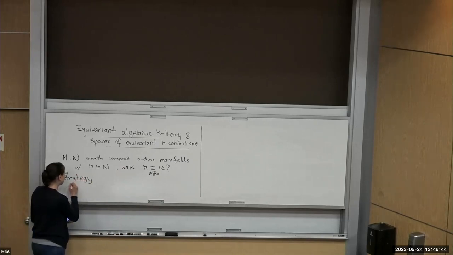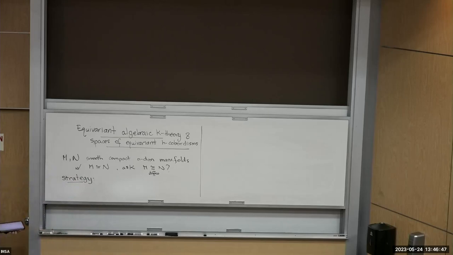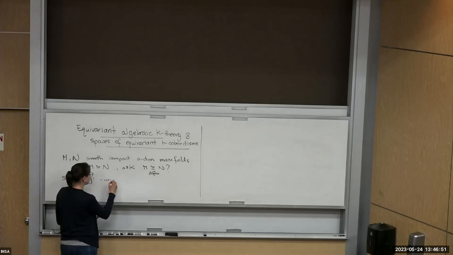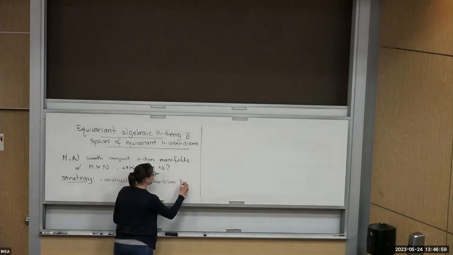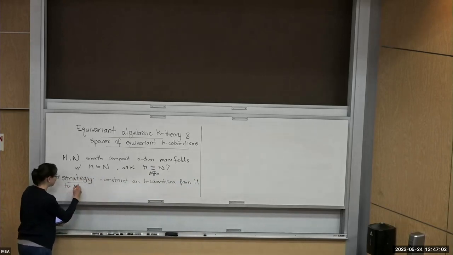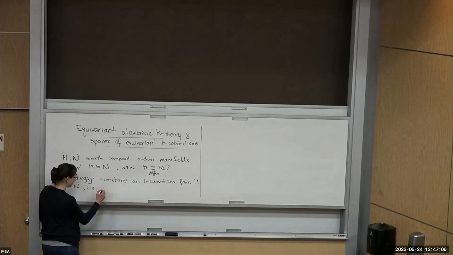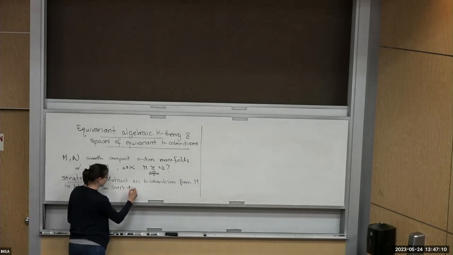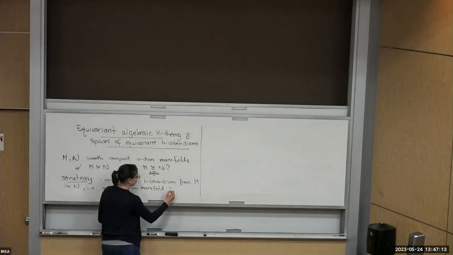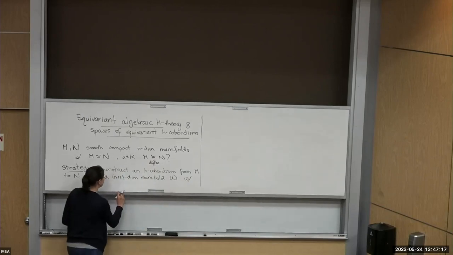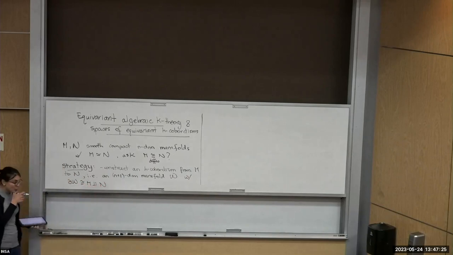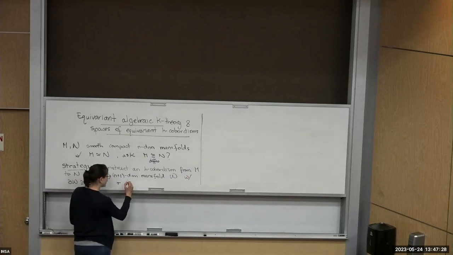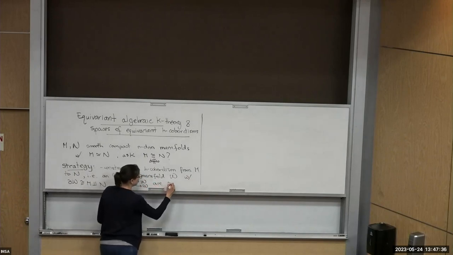Okay, so the strategy for attacking this question classically is you can try to first construct an h-cobordism from M to N. So let me remind you what this means. This is a cobordism, so it's an n plus one dimensional manifold whose boundary is M disjoint union N. What makes it an h-cobordism is we want the inclusions of these boundary pieces to be homotopy equivalences.